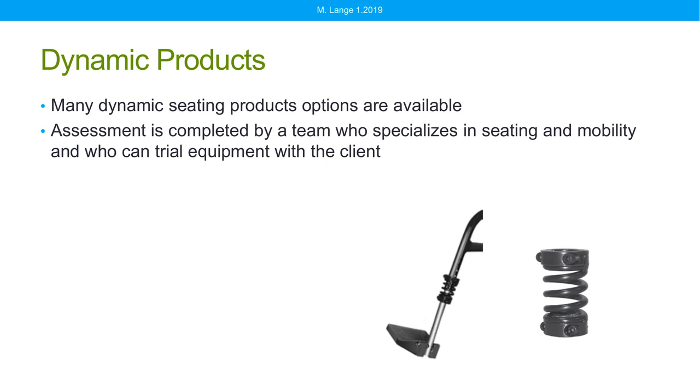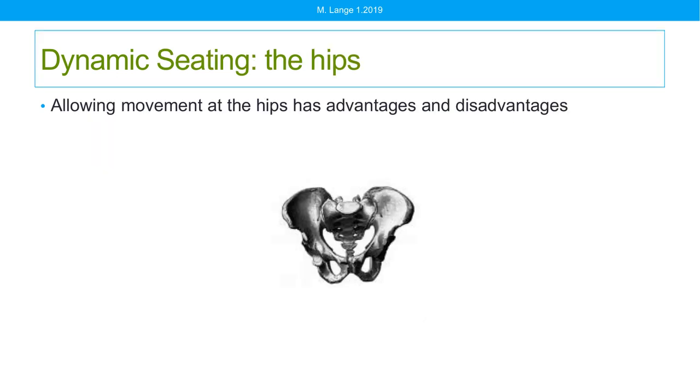It's important that the assessment is completed by a team who specializes in seating and mobility, and that includes the supplier as well. It should be a supplier who has their ATP credential, Assistive Technology Professional through RESNA, who has the experience to explore dynamic seating and who can trial this equipment with the client if possible.